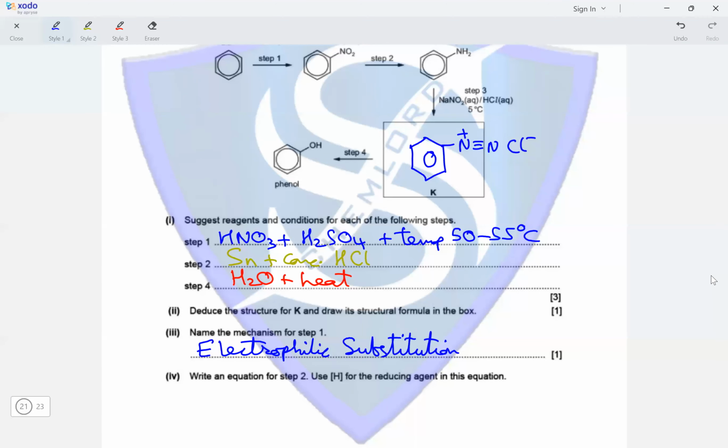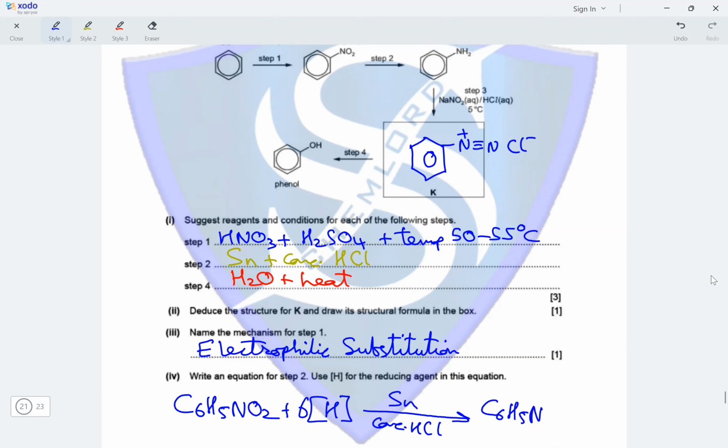So step 2 means write an equation. So C6H5NO2 upon reduction, and we would need 6 hydrogen here, in the presence of tin and concentrated HCl. It would produce C6H5NH2, and it would also produce 2 moles of water. So that is the equation for the reduction of nitrobenzene into phenylamine.